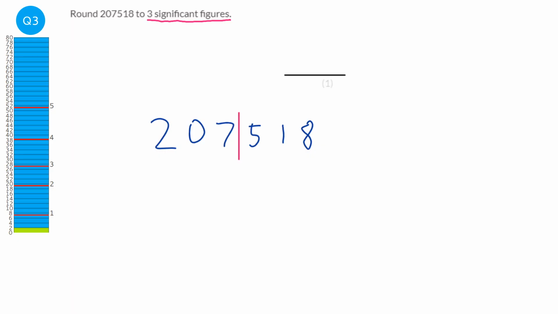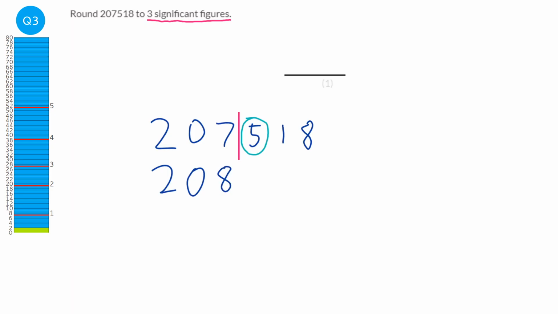Now all the numbers to the right, these numbers here, will all turn to 0. But before that happens, we look at this number. If it's 5 or more, it moves the number before it up by 1. If it's less than 5, that number stays the same. Now it is 5 or more, because it is 5. So it's not going to be 207, it's going to be 208.